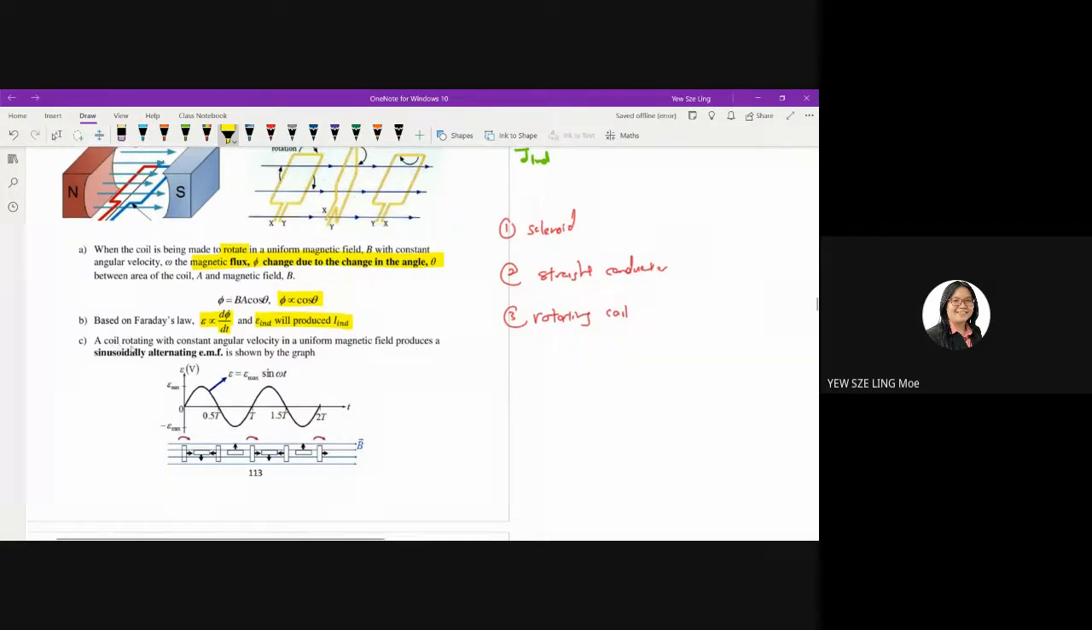So as a coil rotates with a constant angular velocity in a uniform magnetic field, it produces a sinusoidal alternating EMF as shown in the figure. Because the induced EMF keeps increasing, decreasing, going to zero, increasing, decreasing, going to zero, and so on.